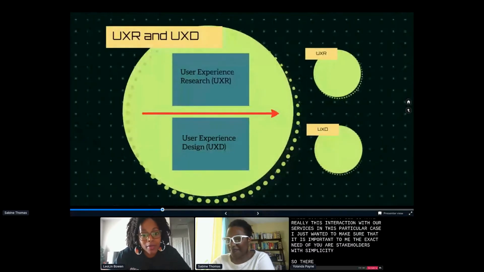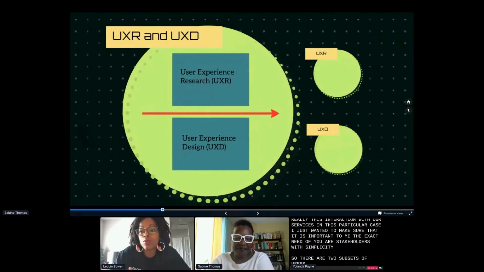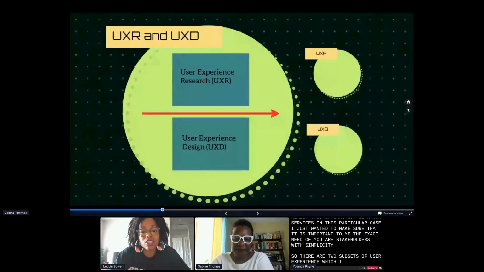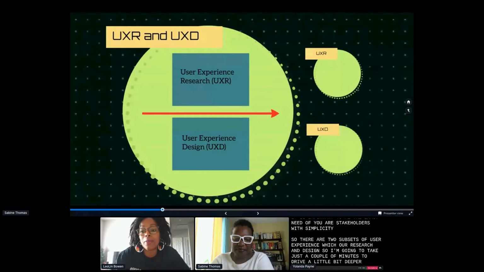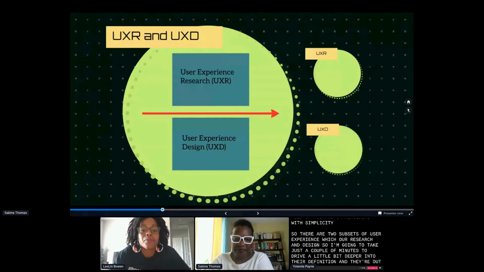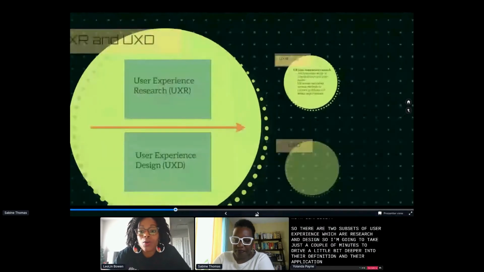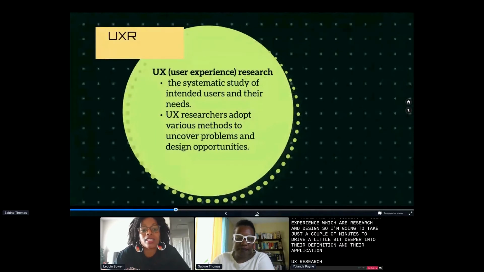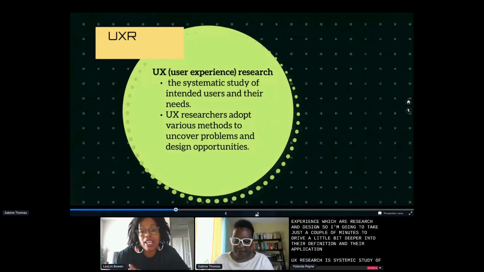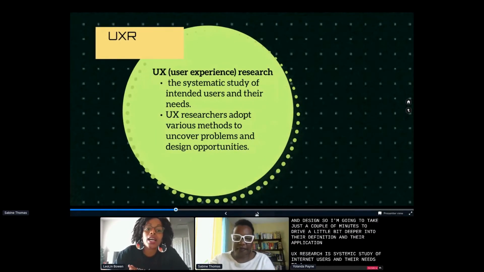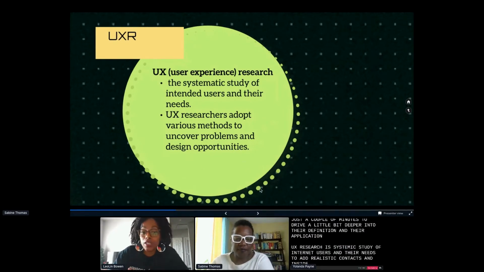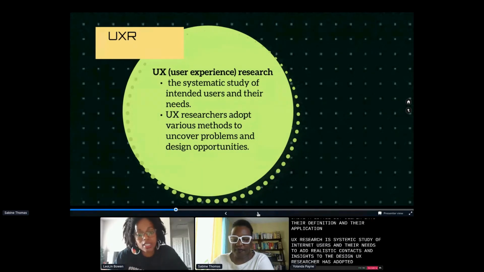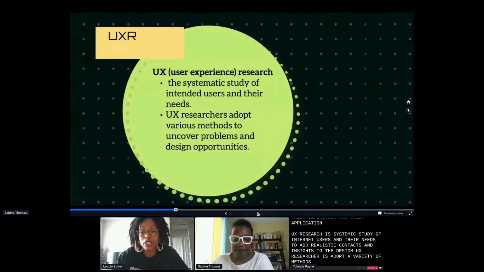There are 2 subsets of user experience, which are research and design. I'm going to take just a couple of minutes to dive a little deeper into their definition and their application. UX research is the systemic study of intended users and their needs to add realistic context and insights to the design process. UX researchers adopt a variety of methods to uncover problems and design opportunities.